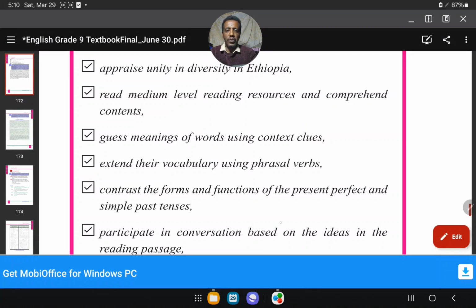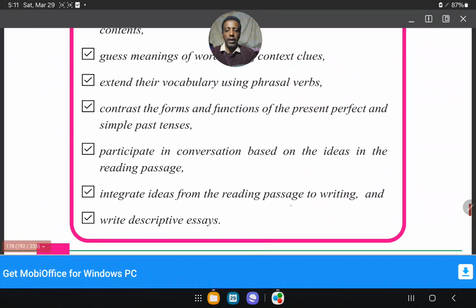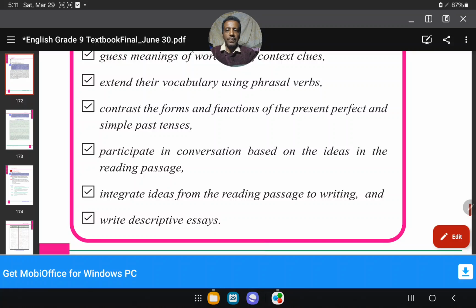Contrast the forms and function of the present perfect and simple past tense. And again, in this unit we will see present perfect and simple past tense in comparison. We compare the two. Participate in conversation based on the ideas in the reading passage. There is conversation, so you'll practice. Integrate ideas from the reading passage into writing, and the last one is to write a descriptive essay. In the end you will write a descriptive essay yourselves. In each unit there are different kinds of essay, so you're going to practice them.